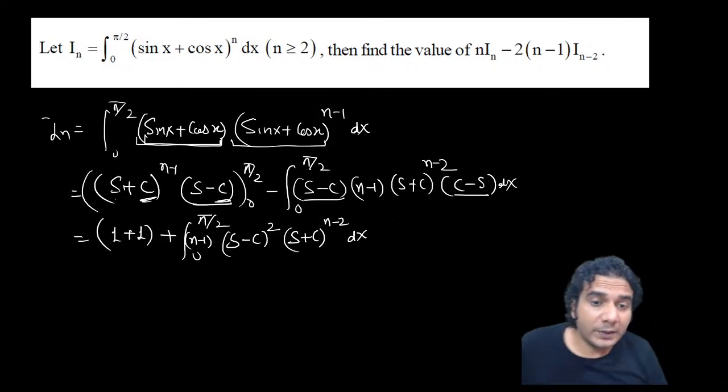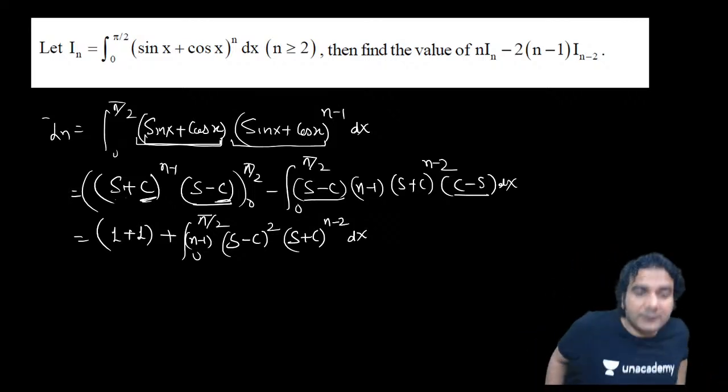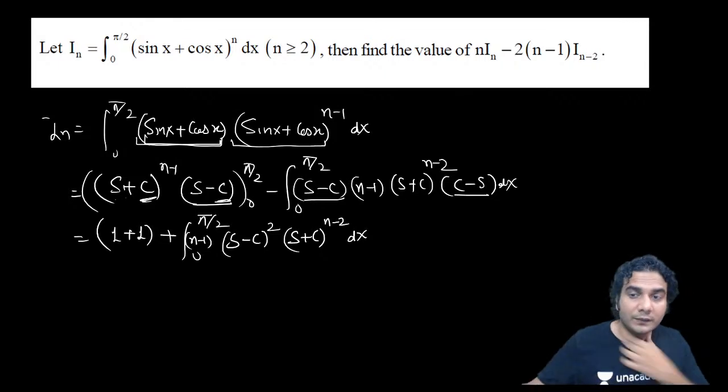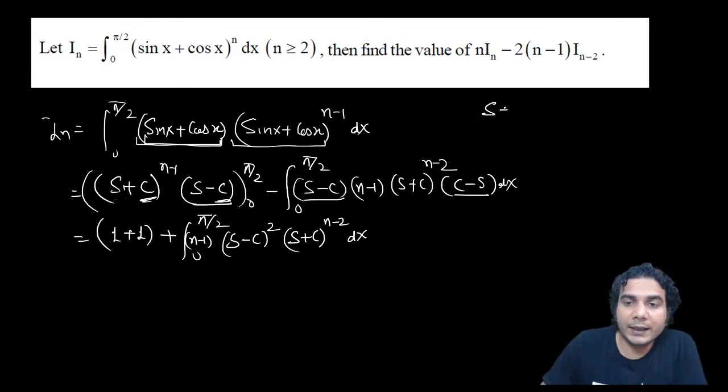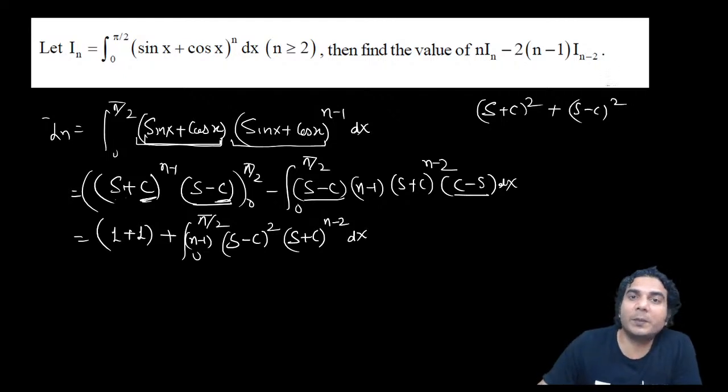Now, is there any relation between sine minus cos and sine plus cos? Yes, there is a relation. What is the relation? If you start with sine plus cos the whole square, which is sine square plus cos square plus 2 sine into cos, plus sine minus cos the whole square, which is again sine square plus cos square minus 2 sine into cos, it is equal to, sorry, 2.